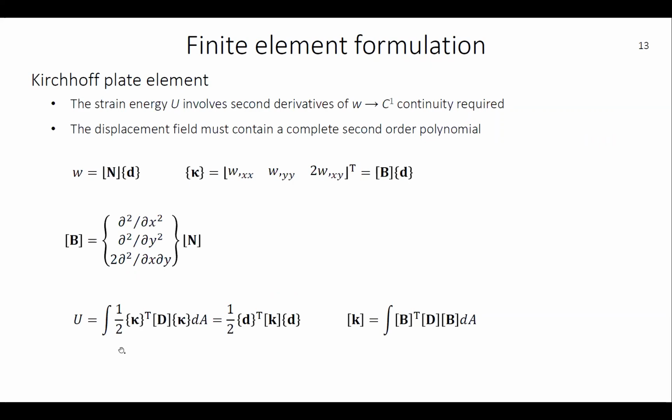And we define the strain energy as this integral kappa transpose D times kappa integrated over the area. And finally, the stiffness matrix has the familiar form of B transpose D times B integrated over area, where the constitutive matrix D was previously known as the E matrix. So our focus will be on determining our B matrix for the different element formulations.